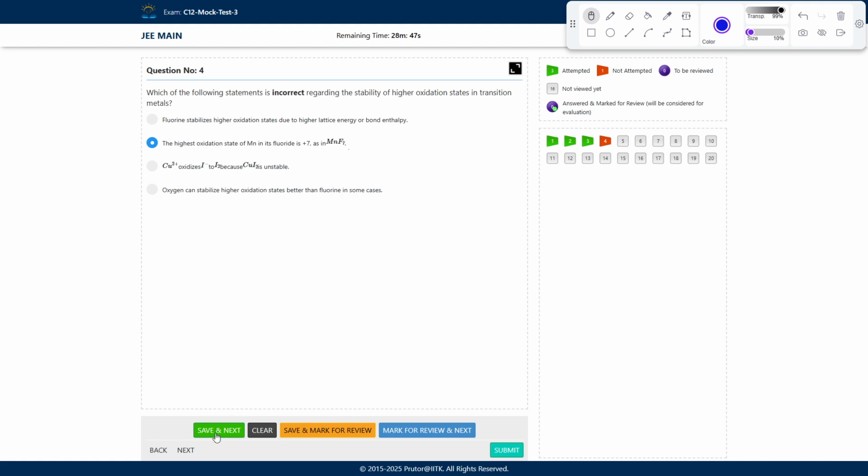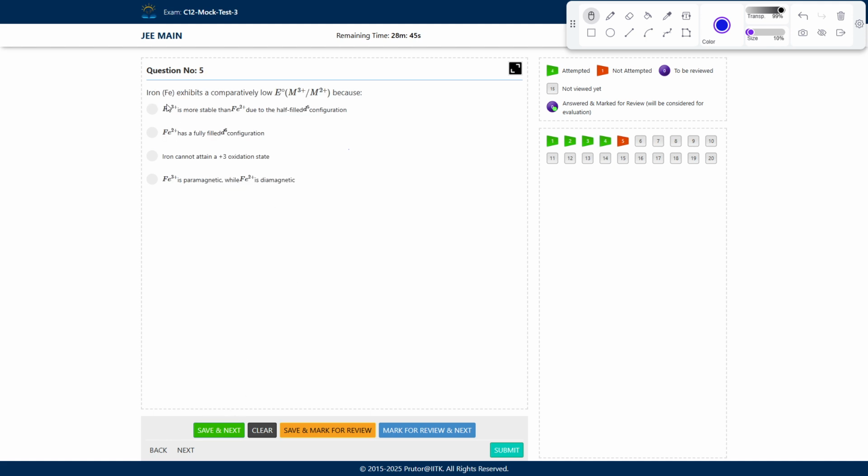Let's move to our next question. This question says that iron, that is Fe, exhibits a comparatively low standard potential value of M3 positive to M2 positive because... So you have to tell the reason. Why is it that iron exhibits a comparatively low value of E naught?